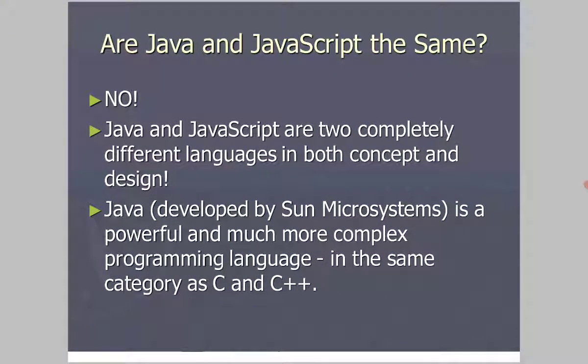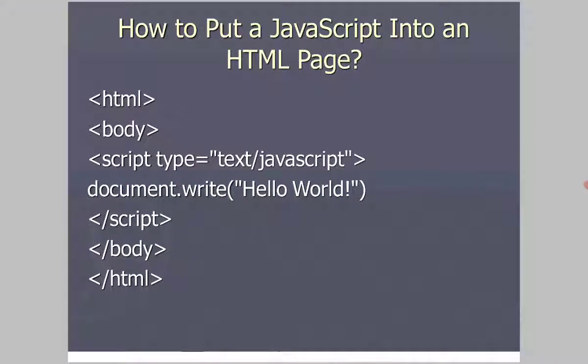Are Java and JavaScript the same? No, Java and JavaScript are two completely different languages. Java, developed by Sun Microsystems, is a powerful and much more complex programming language in the same category as C and C++. So how to write JavaScript into an HTML page?